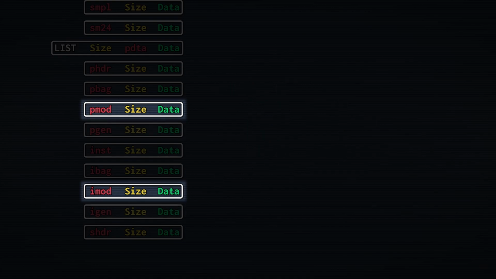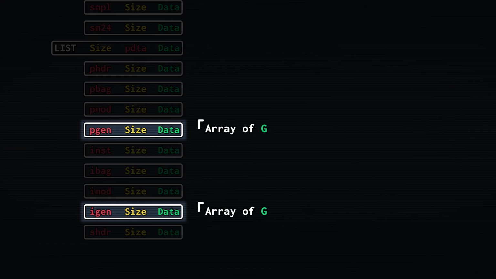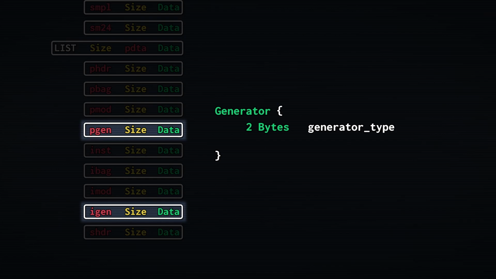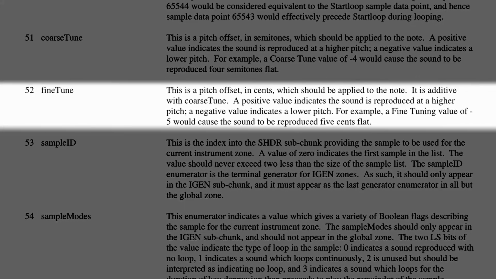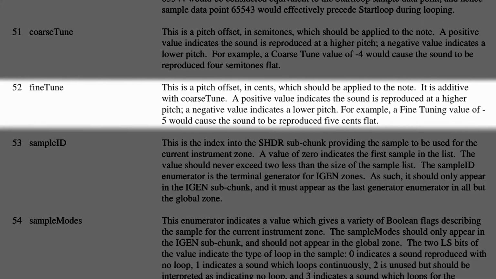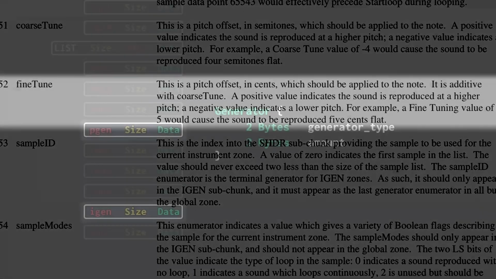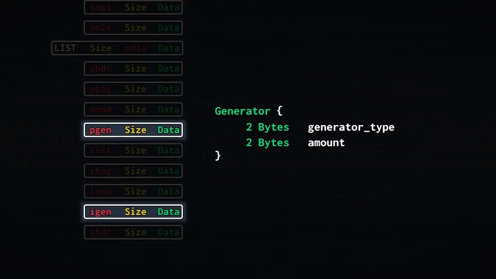Moving on, we have the pgen and igen chunks. These store a big array of all generators for presets and instruments respectively. So what exactly is a generator? A generator is a pair of values. The first is an enum specifying the type of the generator, and the second is a value associated with that type. For example, generator type 52 is the fine-tune generator. Let's say we find an instrument generator with type 52 and an amount of 10. That means the instrument with this generator needs to be pitched up by 10 cents. Depending on the type of generator, the amount can either be signed, unsigned, or a range defined by each of the 2 bytes representing a minimum and maximum amount.